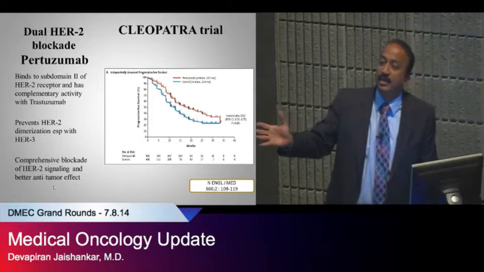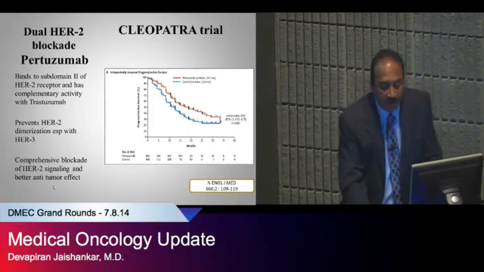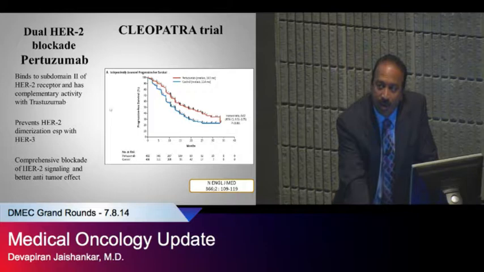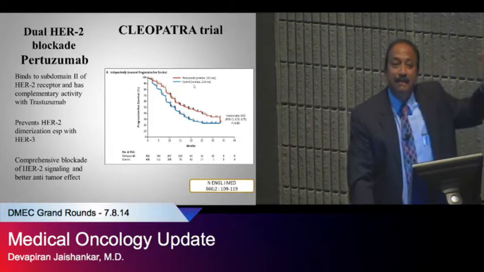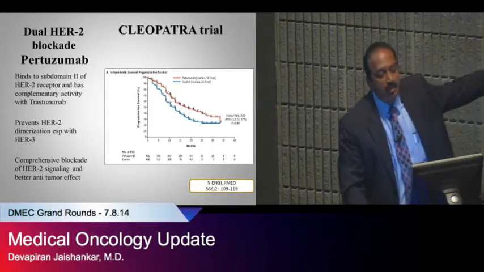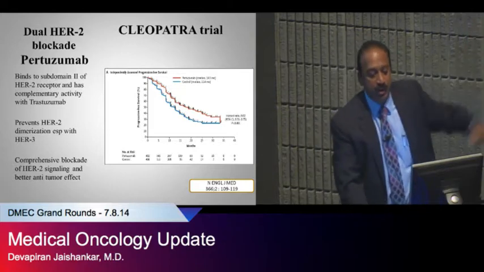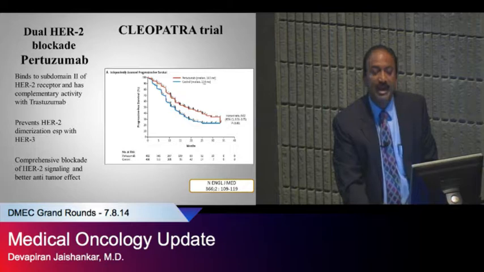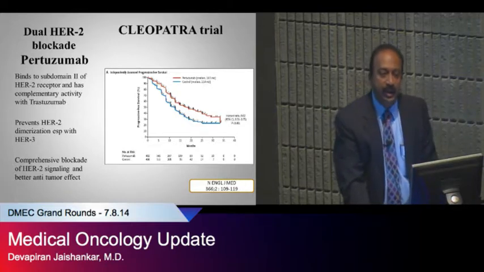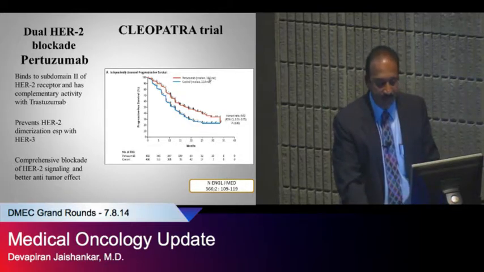This is what preclinical data told us, and this is a well-controlled randomized trial showing a six-month disease-free interval. 6 months does not sound very impressive to us in oncology. In the metastatic setting in patients who have already been pre-treated, it's huge, because you can see with the control, the median survival is 12 months, and this is 18 months. There's a 50% improvement in the progression-free survival.